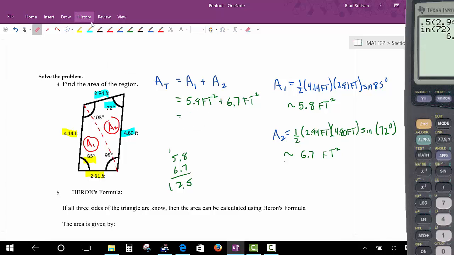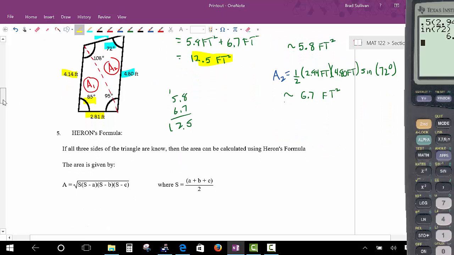So you can take any type of diagram, like a quadrilateral can be divided into two triangles. If you had a five-sided figure like a pentagon, you could divide that up into three triangles and so forth. All right, so that would be the final answer for finding the area.